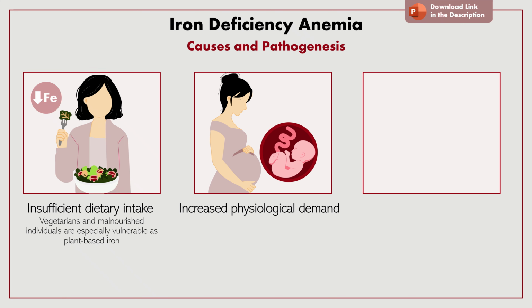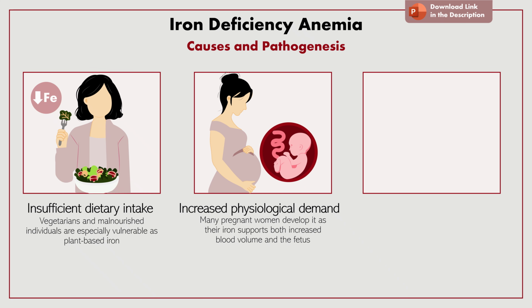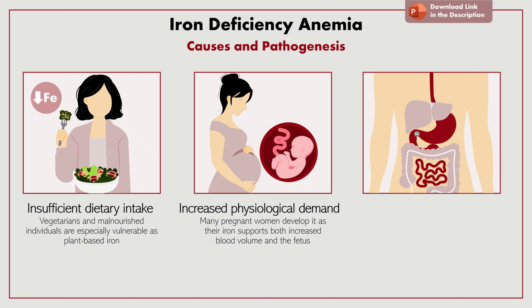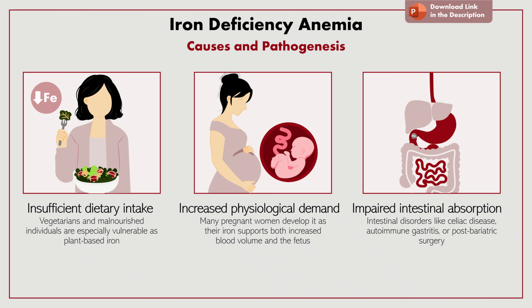Increased physiological demand, most notably during pregnancy, where iron requirements nearly double to support both expanded maternal blood volume and fetal development, often exceeding dietary intake capabilities. Impaired intestinal absorption, seen in conditions like celiac disease, autoimmune gastritis, or post-bariatric surgery, states where duodenal iron transport mechanisms are compromised, regardless of dietary intake.